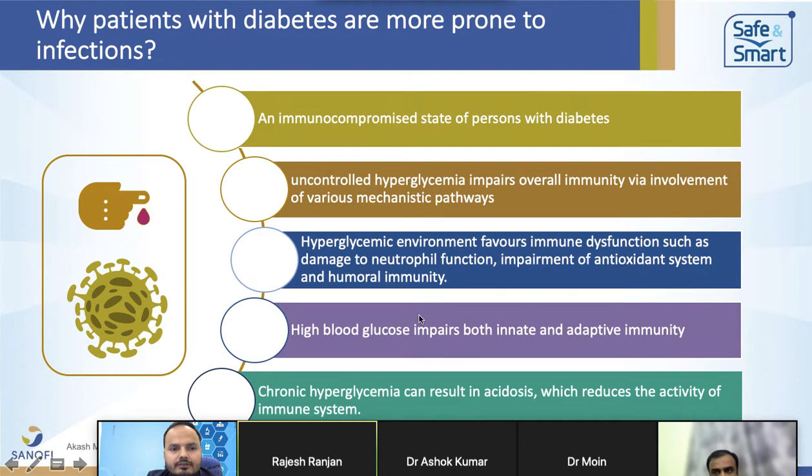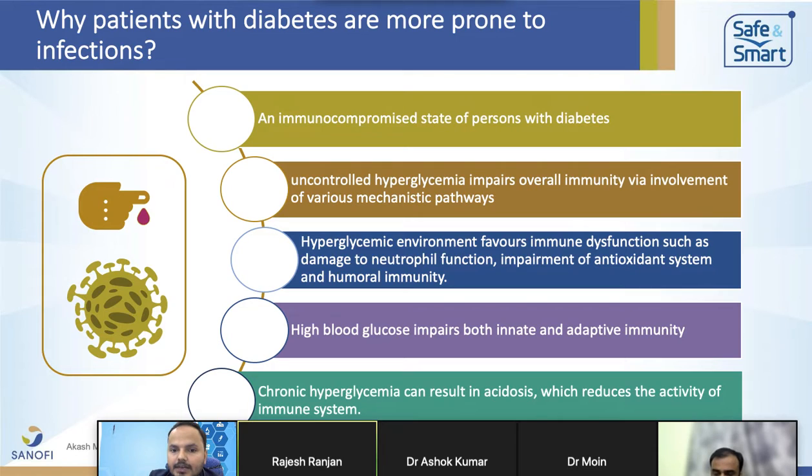So the first basic question is why patients with diabetes are more prone to infections like mucormycosis, candida, lung infections? The most common reason being postulated is an immunocompromised state. Because of raised blood sugar levels, patients go into some kind of immunocompromised state, and that promotes the spread of infections. Uncontrolled hyperglycemia gradually lowers overall immunity, and there are different pathways involved.